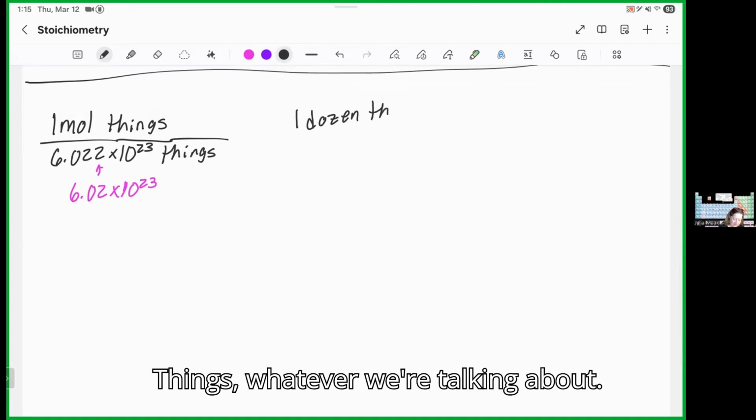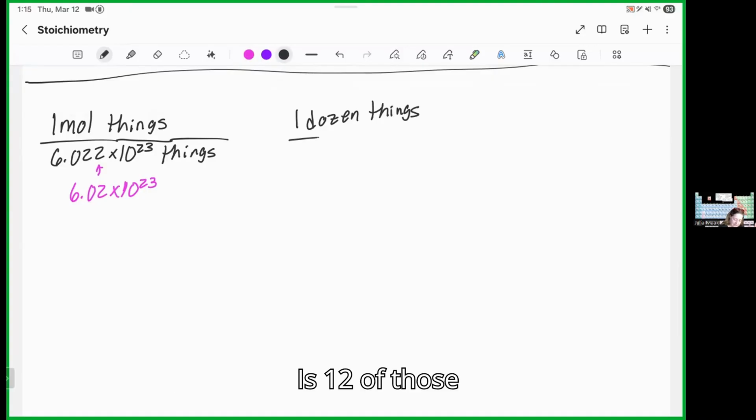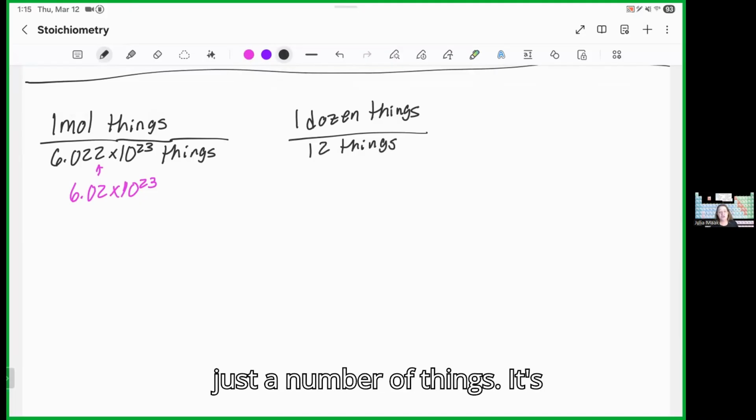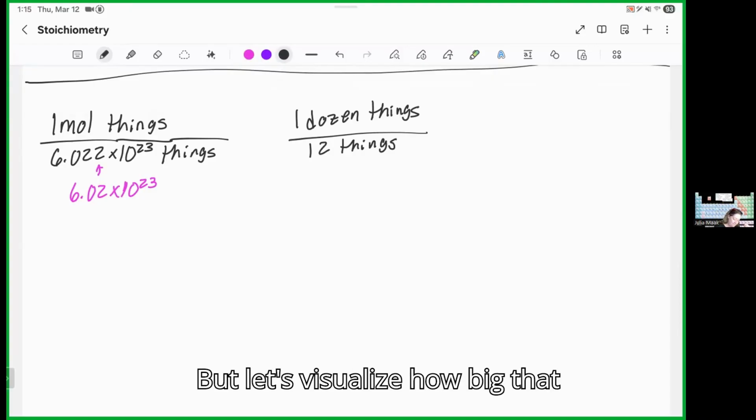Okay, so just like that is the concept of 1 dozen things, whatever we're talking about, is 12 of those things. Okay, so it's just a number of things. It's just a batch of things. Okay, but let's visualize how big that number is.